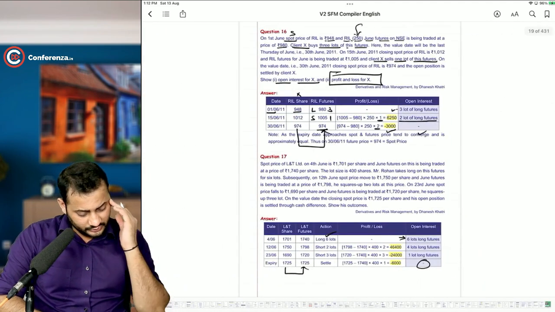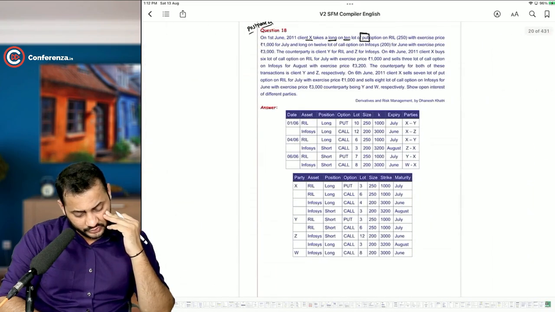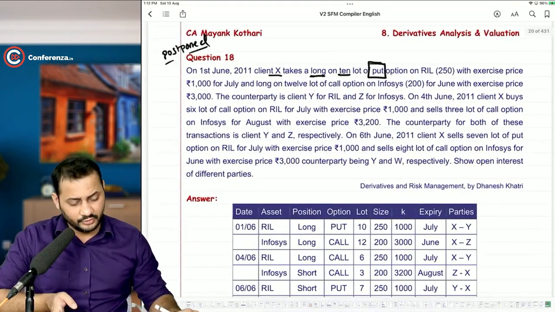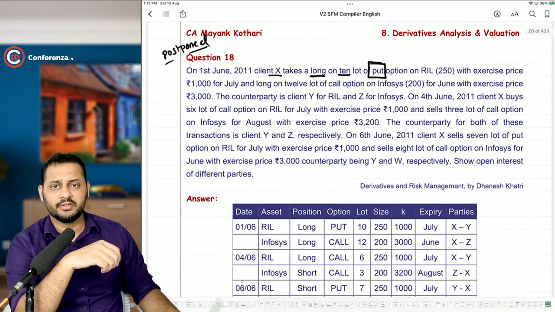Question 16 is over. Question 17 was homework. Now question number 18. This is related to open interest. So let me take a break and I will be back with this.